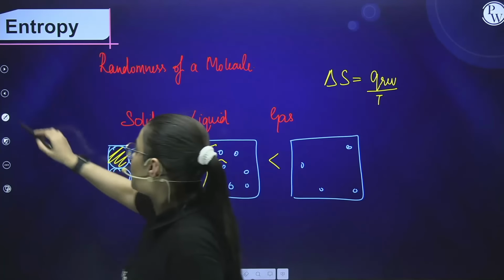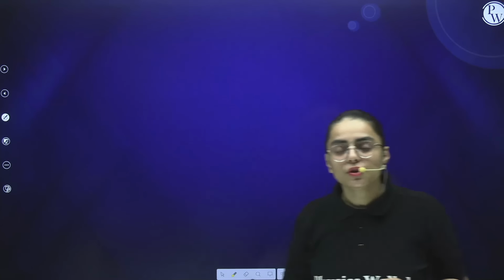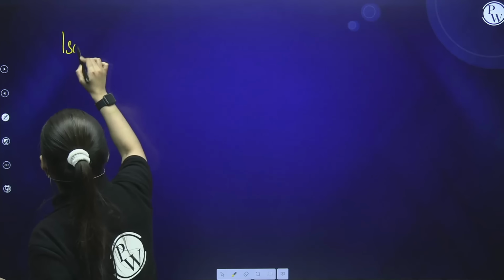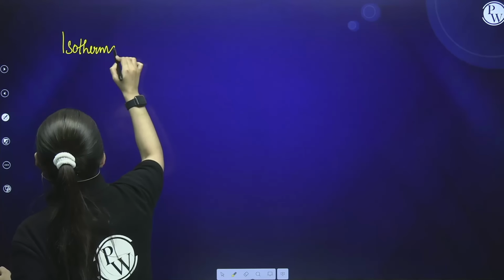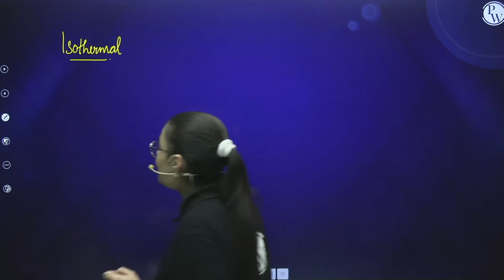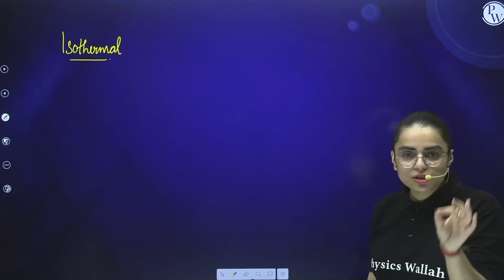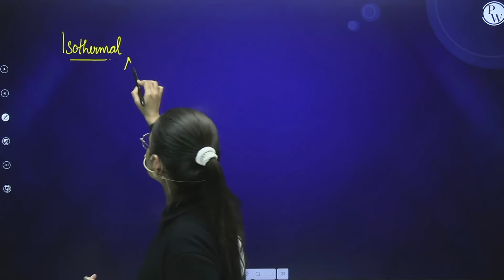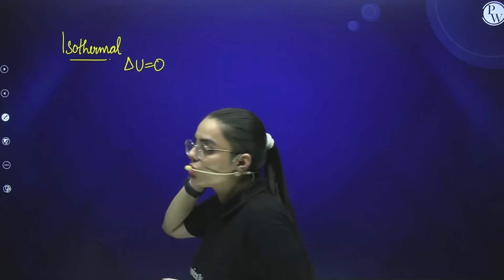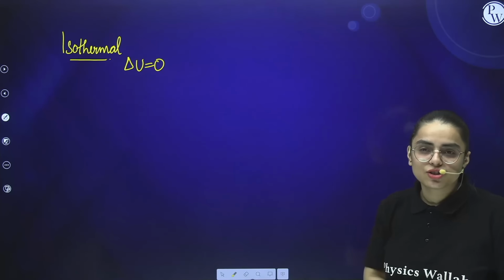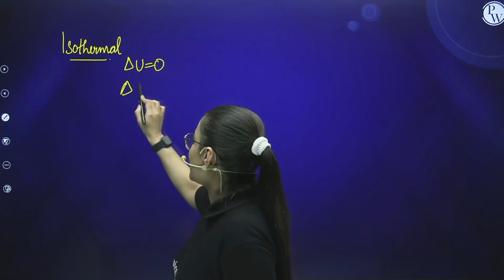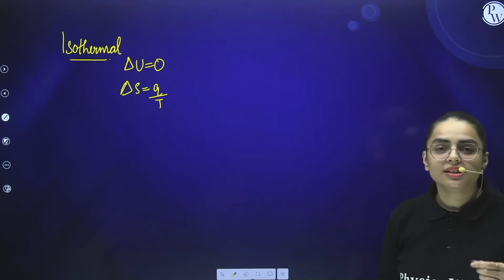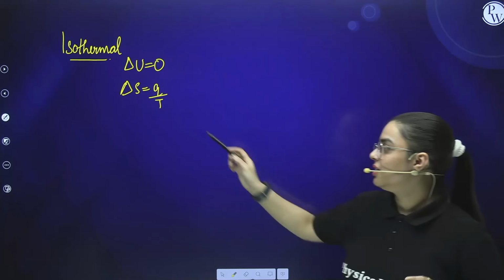Now students, moving forward towards the depth of entropy, first of all, we will calculate for the isothermal process. Now when I'm talking about the isothermal process, I know that temperature is going to be constant. When temperature is constant, delta U is also 0 for this case. Internal energy change is 0, and when I'm talking about delta S, I know delta S is Q by T. And for isothermal, T is constant.